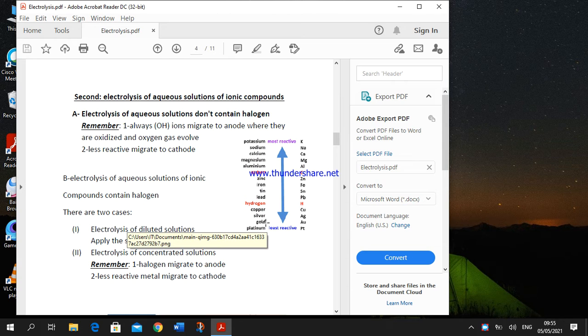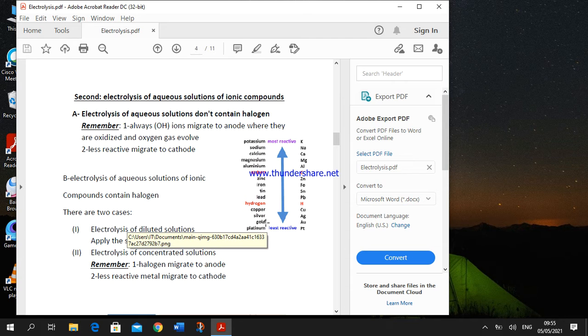Today we continue talking about electrolysis, a technique used to split compounds into their elements by using electricity, where an electric current passes through electrolytes. The ions of the electrolytes are free, so they can conduct electricity.